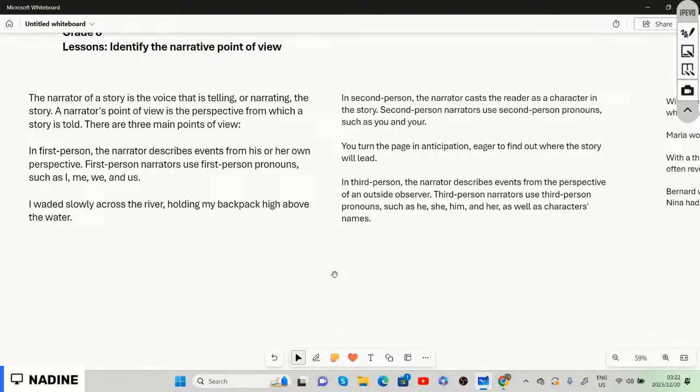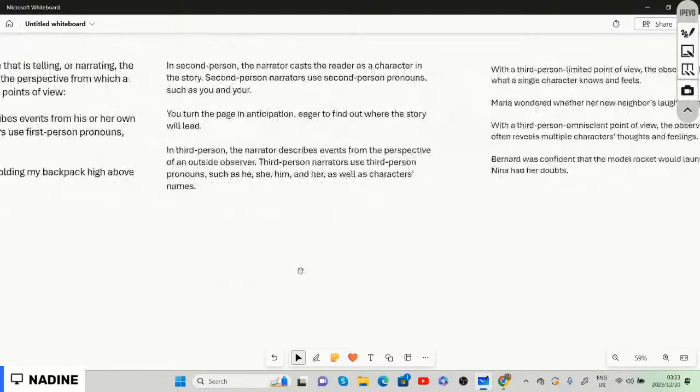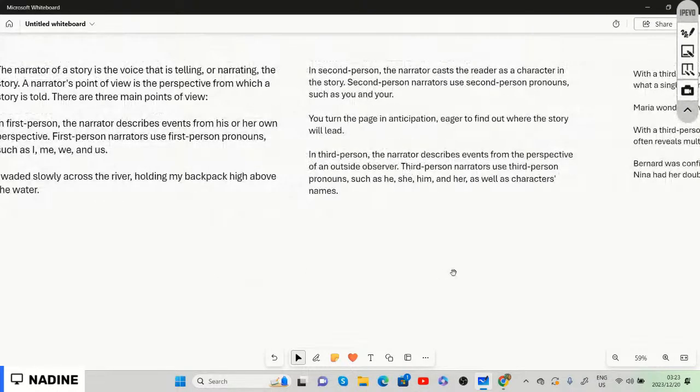And we see that there are three main points of view: first person, second person, and third person. Once again, in first person, the narrator describes events from his or her own perspective. In the second person, the narrator casts the reader as a character in the story. And in third person, the narrator describes events from the perspective of an outsider or an observer.